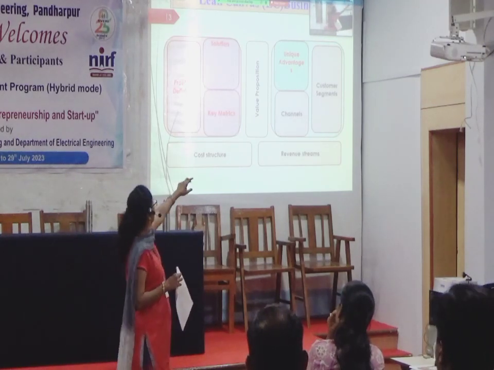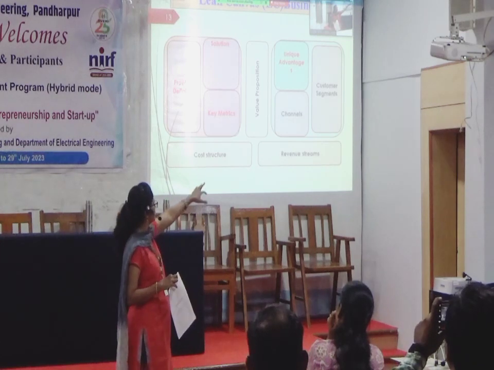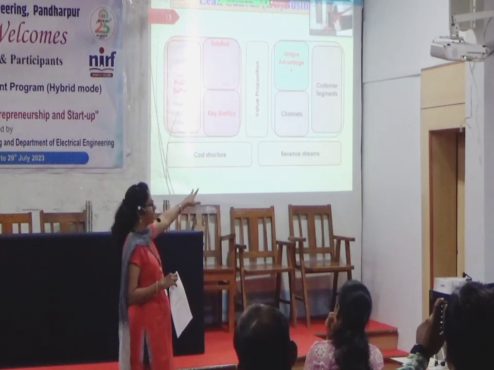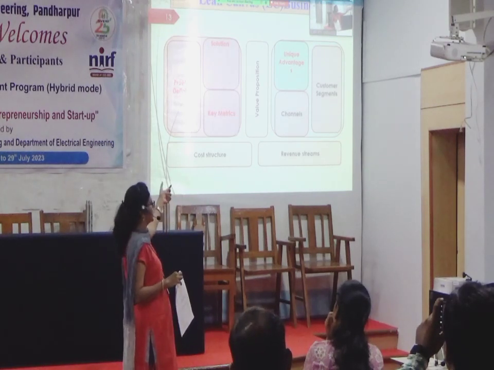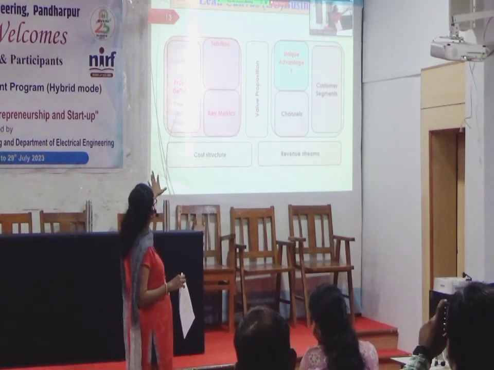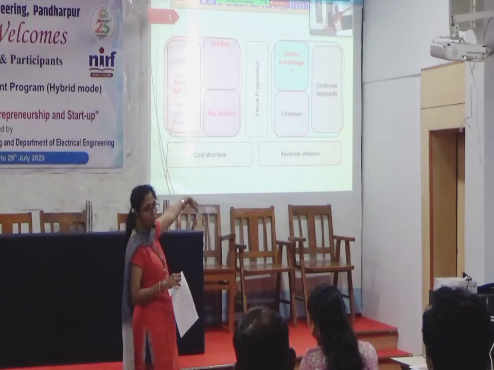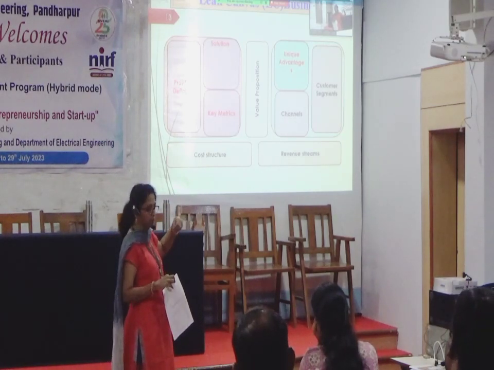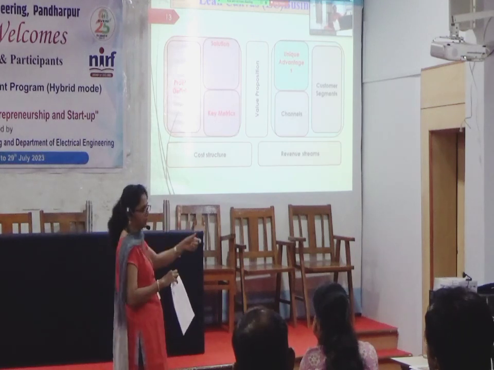So here, what are the unique advantages? Customer segment, who will be your customers? Then what are the channels? Then revenue stream, how will you manage? Then cost structure. These are the 9 parts of your lean canvas. So we will ask questions one by one on each part.